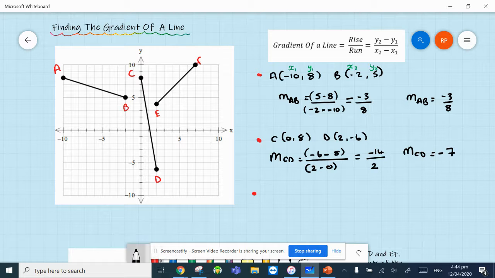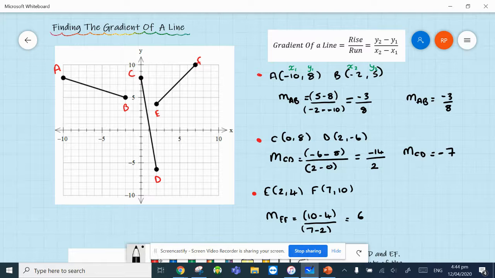Last one is EF. So let's write those coordinates down. E is 2, 4. F is 7, 10. Alright, so we're doing the gradient of EF. 10 take away 4 over 7 take away 2, which is 6 over 5. And again, I'm leaving it as a fraction. So gradient EF equals 6 over 5.